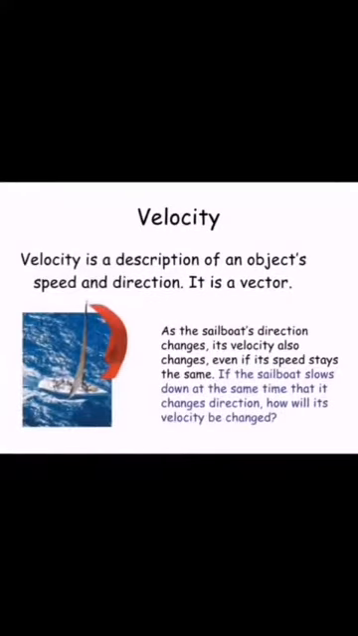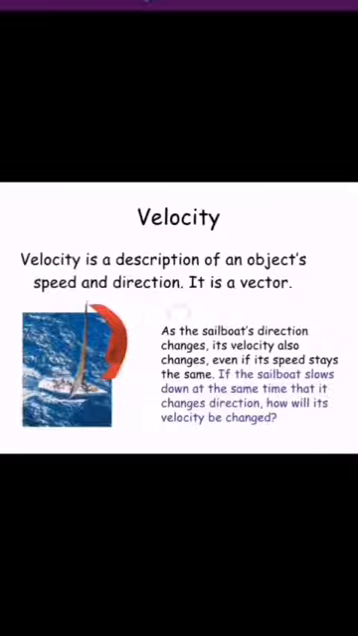Next, we move towards velocity. So what is velocity? Velocity is the description of an object's speed and direction. This velocity is related to the displacement. Velocity can be defined as the total displacement covered by an object in unit time. So velocity is equal to total displacement divided by time taken.